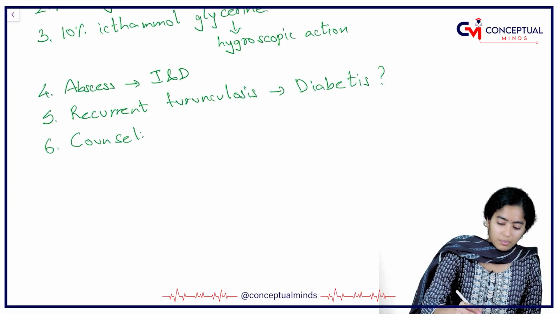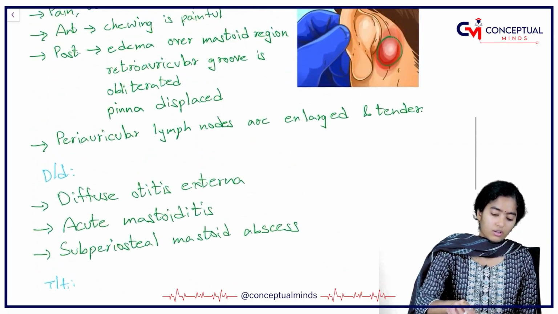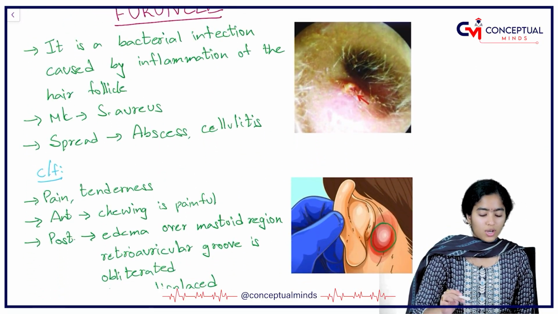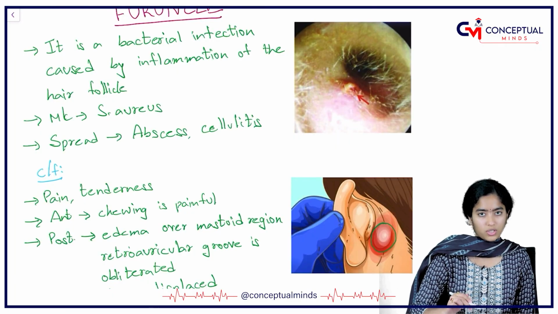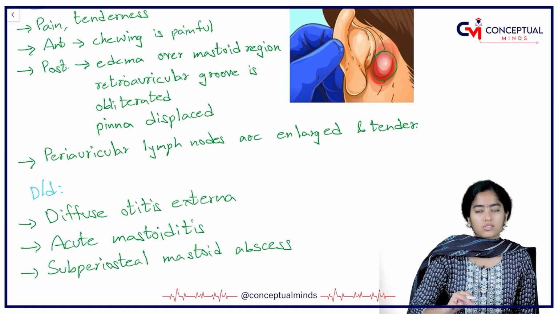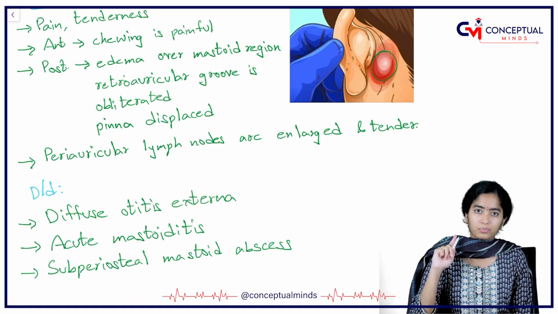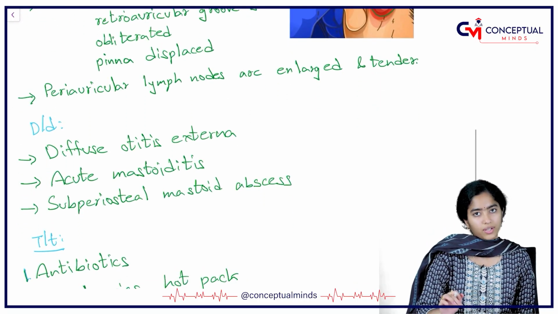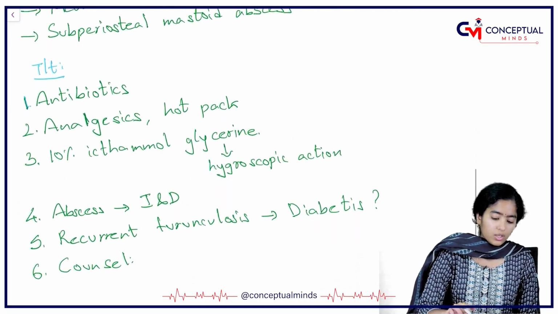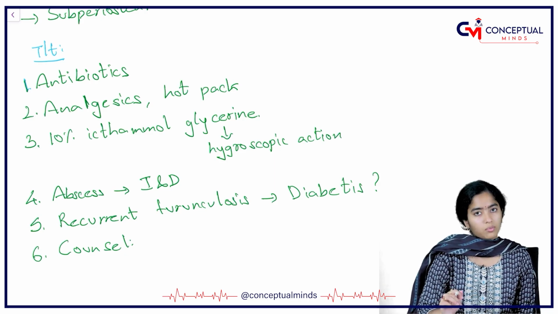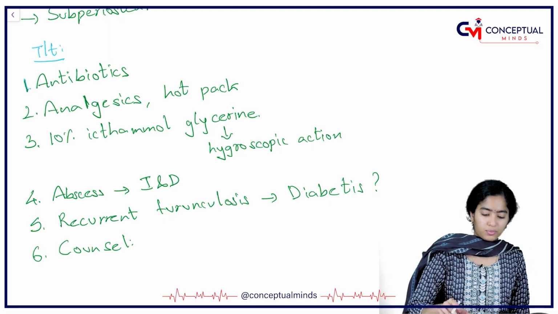And now let us study a quick recap rather. It is a bacterial infection caused by inflammation of hair follicle and it is caused by Staphylococcus aureus, and there is pain, tenderness, chewing movements are painful, or there could be swelling in the mastoid area, and periauricular lymph nodes are also swollen. You treat it by antibiotics, analgesics, 10% ichthymol glycerine, and finally some preventive measures.